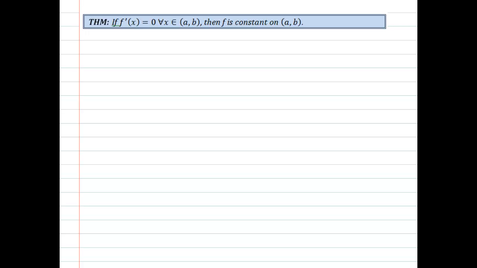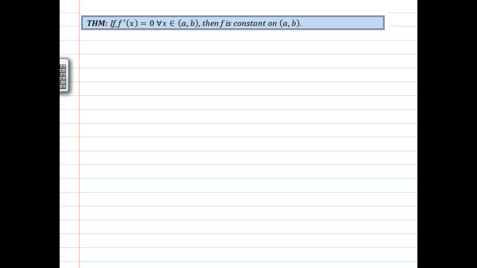In this proof, we're going to show that having the derivative of a function being 0 for all values of x in some open interval implies that f must be constant on that open interval. There are a couple of pieces of information we're going to need prior to doing this proof. So let's take a look at those.